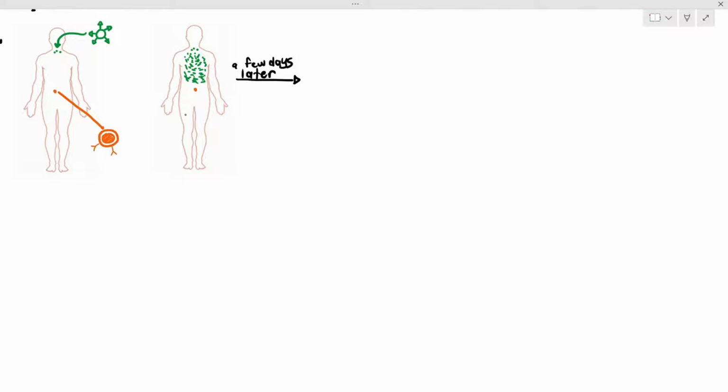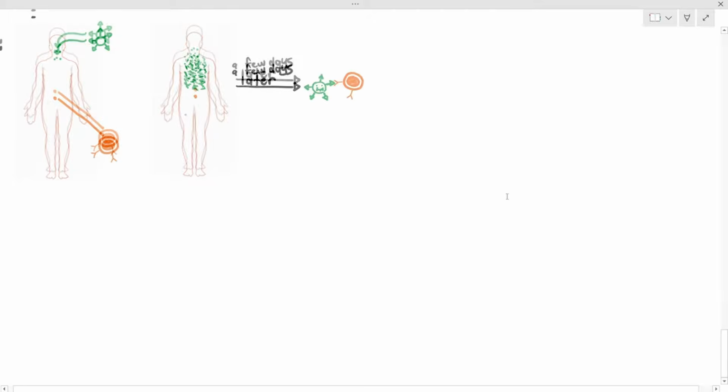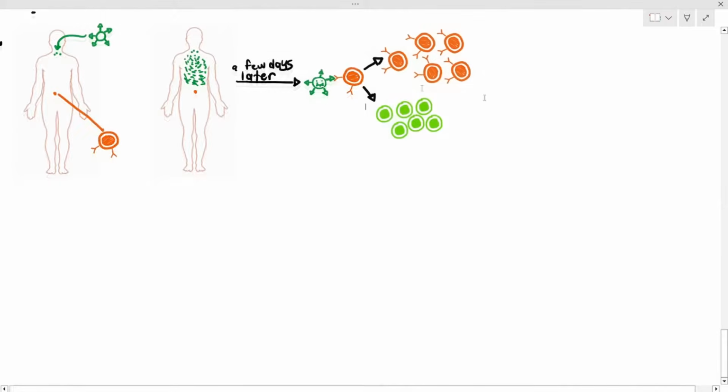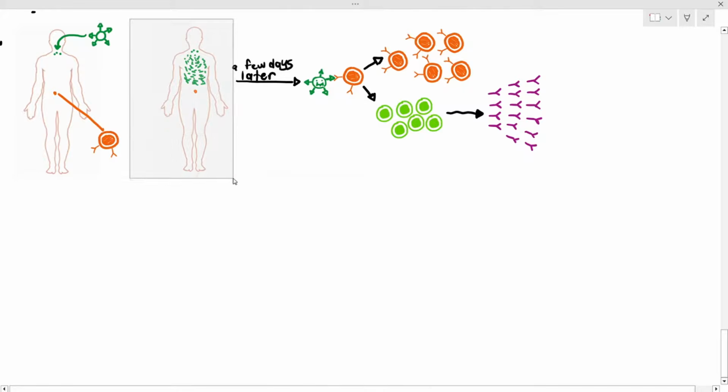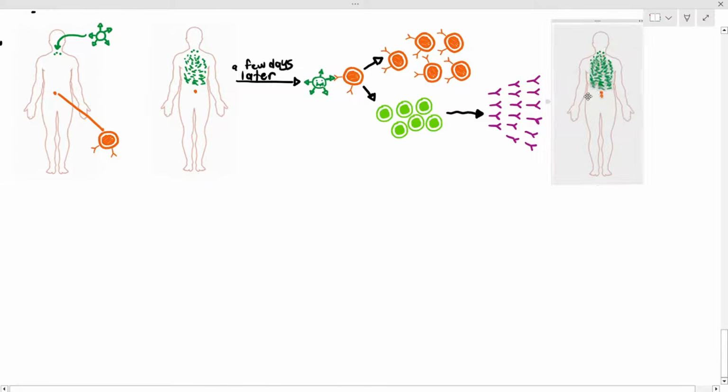But a few days later, what happens? That specific B lymphocyte will meet with the pathogen, and something known as clonal selection takes place. Clonal selection just means that the B lymphocyte with receptors complementary to the antigens are stimulated. And when clonal selection happens, it is followed by clonal expansion, where that B lymphocyte undergoes mitosis to produce two types of cells, memory B lymphocytes and plasma cells. And those plasma cells will secrete antibodies. And as your body secretes antibodies, look at what happens to the number of pathogens. The number of pathogens will start to decrease.